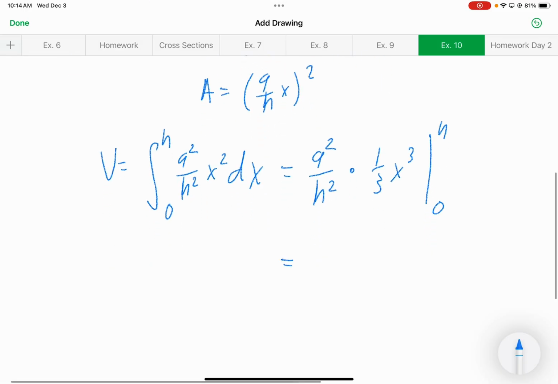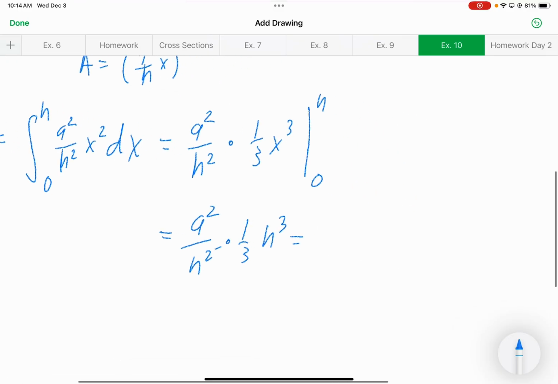The good news is when I plug in 0, I get 0. So otherwise I get a squared over h squared times 1/3 h cubed. The square and the cube cancel out, and I would just get 1/3 a squared times h, which is what Rohan told us the volume of our pyramid was. Good job, Rohan. I had to go fast there at the end because of timing.